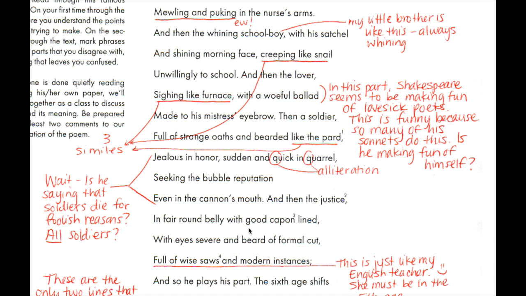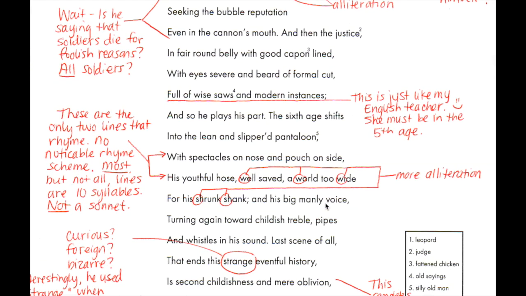And then we get into the justice. He's a big, fat, smart guy. And then that justice is severe, a little heavy. I like this, full of wise saws and modern instances. That's kind of like me. I'm always trying to find the meaning and then connect it to the relevancy of my students' lives with the modern things that are happening.